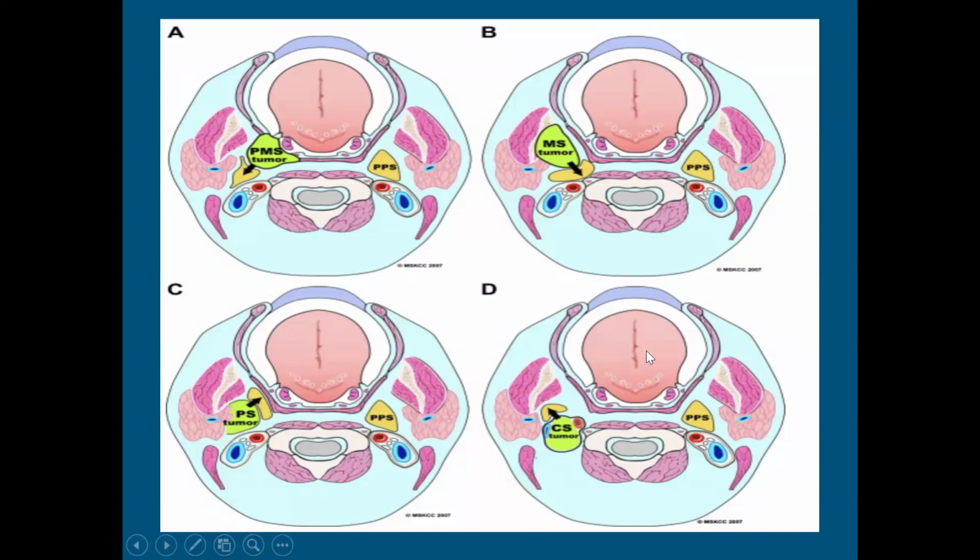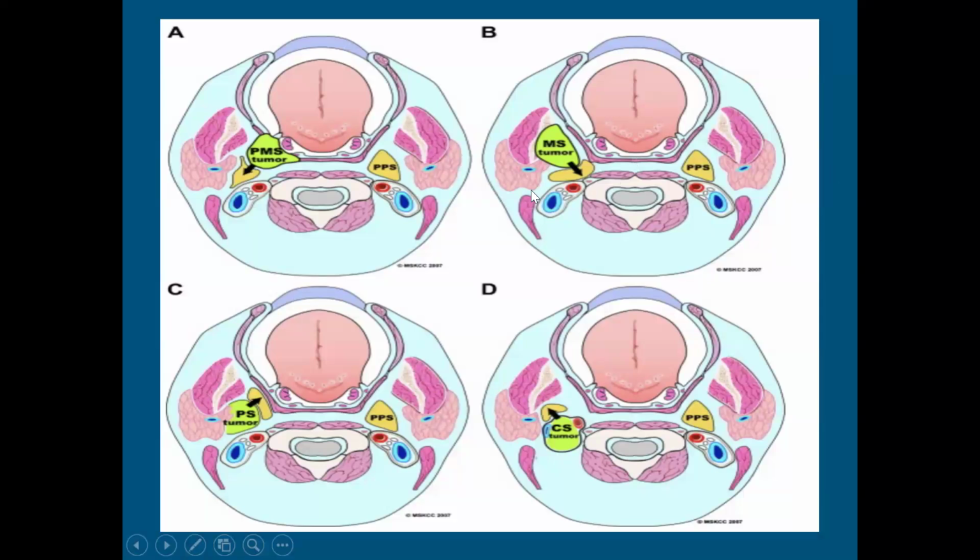In these diagrams we can see the various directions of displacement of the parapharyngeal space. In diagram A, PPS is the parapharyngeal space. If we have a pharyngeal mucosal space lesion, it will displace the parapharyngeal space laterally, as we have seen in the previous case of nasopharyngeal CA. So that will be the direction of displacement.